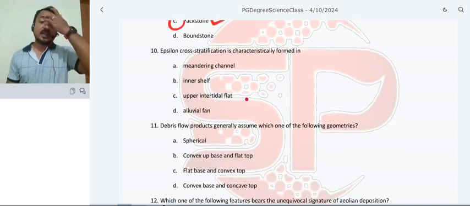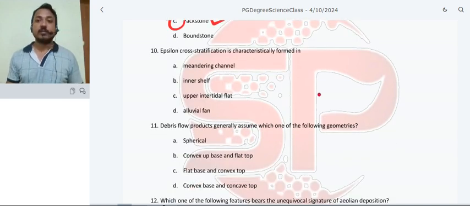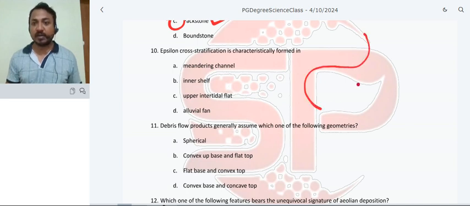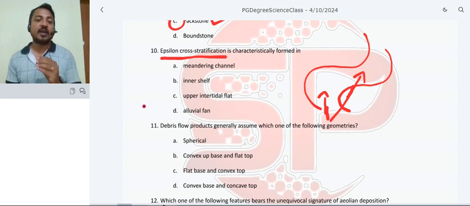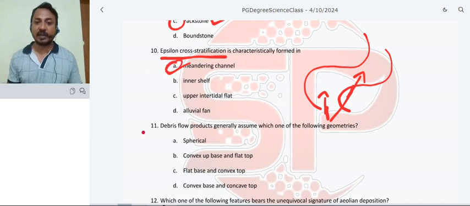Then, epsilon cross stratification is characteristically found in... It is found in a meandering river, at the point of deposition. When there is a sudden surge of flow or increase of flow velocity, the river cannot take this meandering path, it will take a straight path. During this straight path, it will produce a cross bedding. That is called epsilon cross stratification. So it is a very characteristic feature of a meandering channel. The answer will be meandering channel.